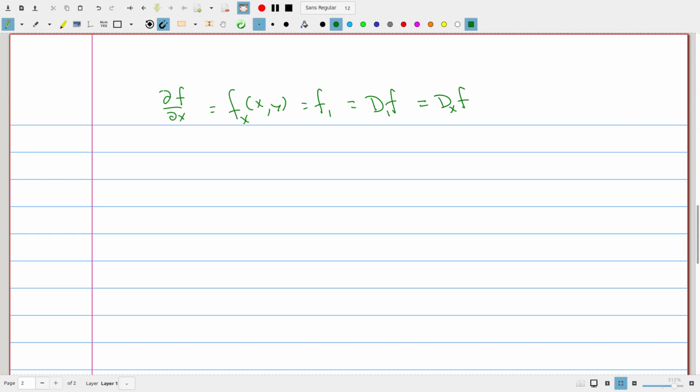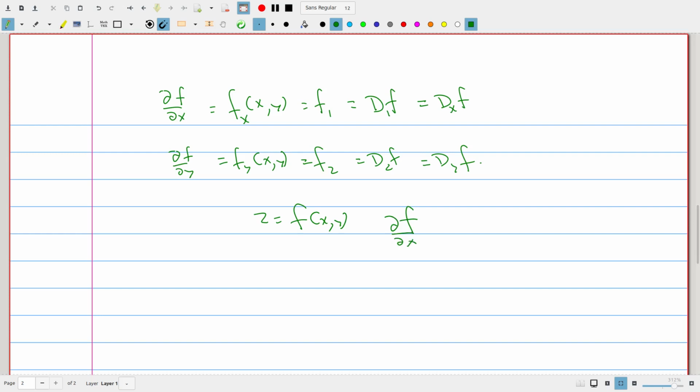Partial f over partial y can be written as f subscript y of x y, f sub y, f2, which is equal to d2f, or capital Dy f. Alright, cool. There's another way of doing it. If z equals f of x y, you can write partial f over partial x as partial z over partial x.